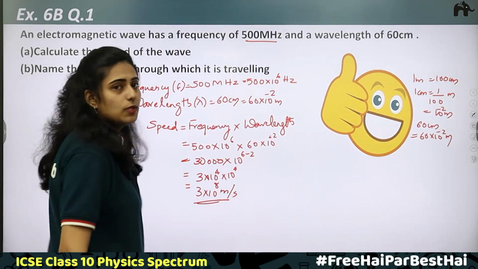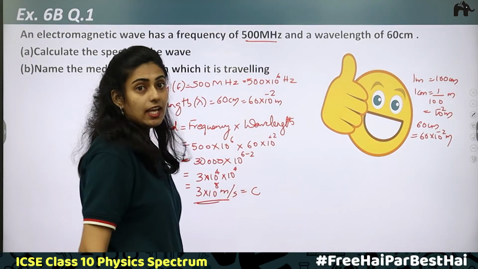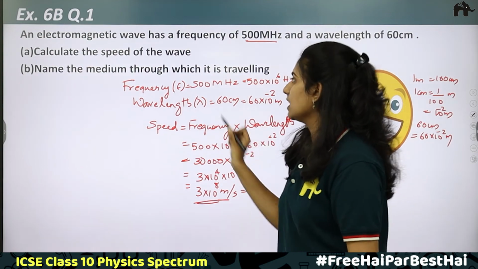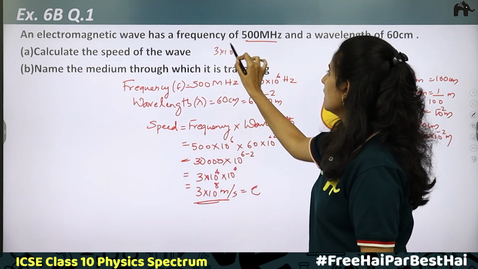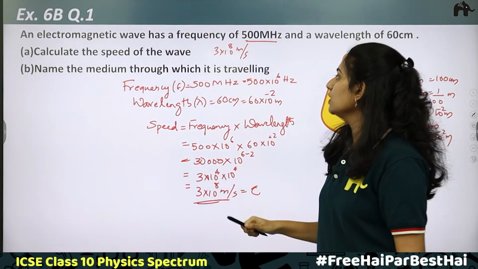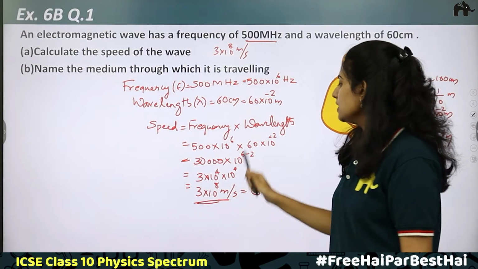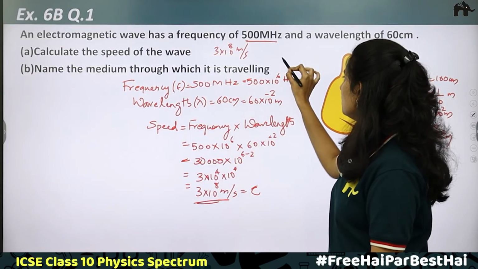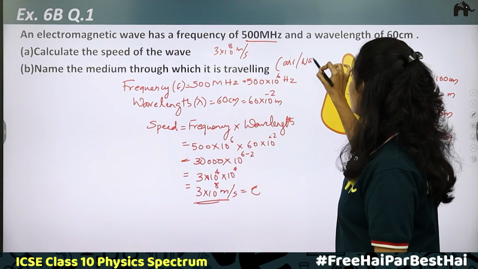3 into 10 raised to 8 meter per second is the speed of light in air. So here the first part of the question, calculate the speed of the wave, we got 3 into 10 raised to 8 meter per second. Now name the medium through which it is traveling. We know the speed of light in air or vacuum is 3 into 10 raised to 8 meter per second, which we represent by c. So here the medium is air or vacuum.